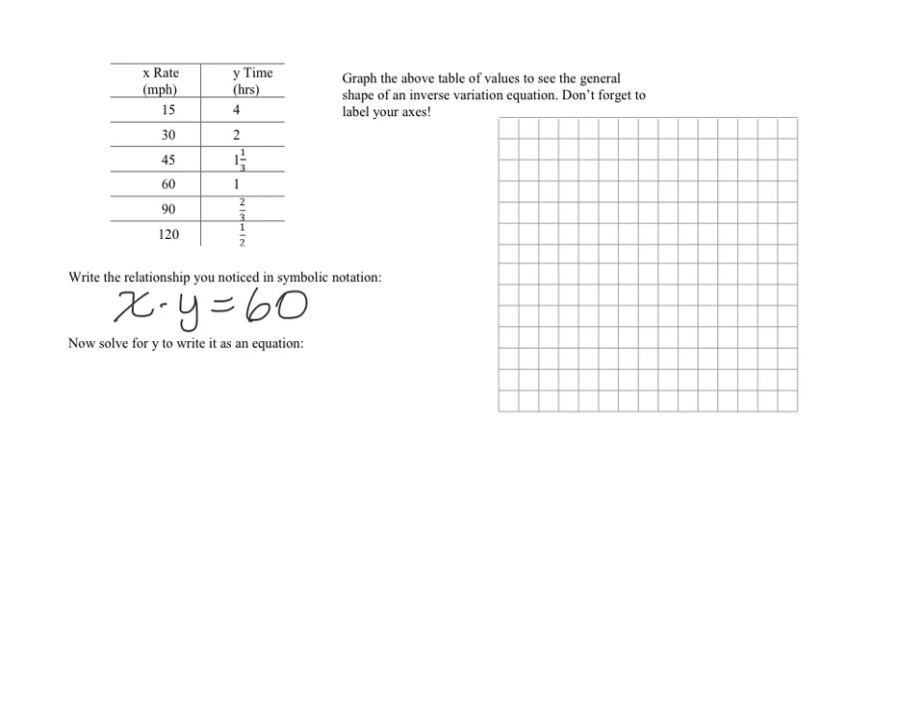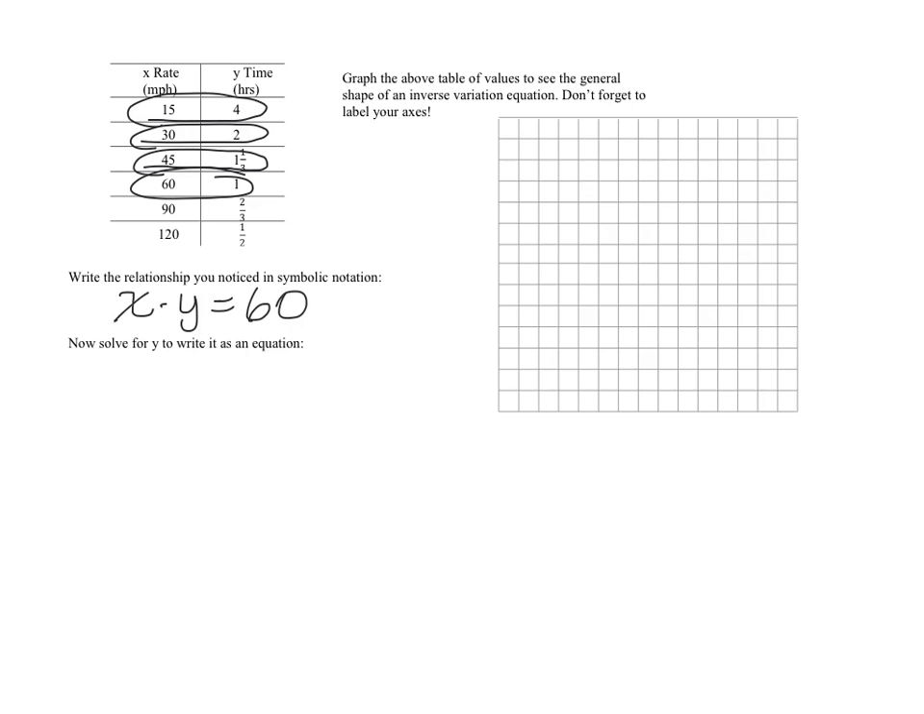So that will give us these numbers, right? 15 times 4 is 60, 30 times 2 is 60, 45 times 1 1/3 is 60, 60 times 1 is 60, and so on, right? 2/3 of 90 is 60, 120 times a half is 60. So now if we look at what I have there, no matter what in this table, X times Y equals 60.